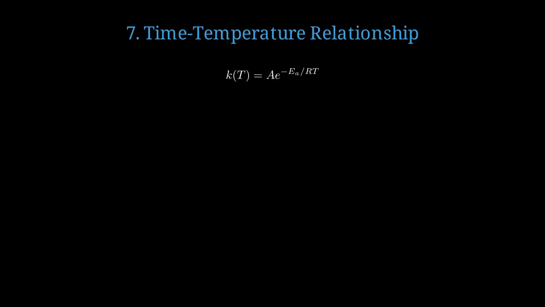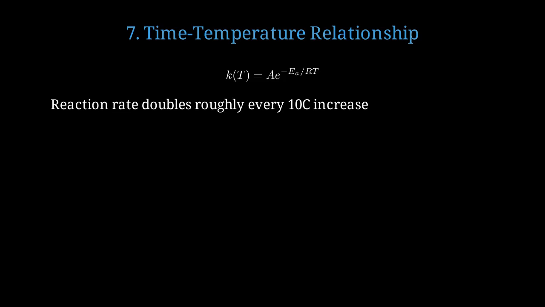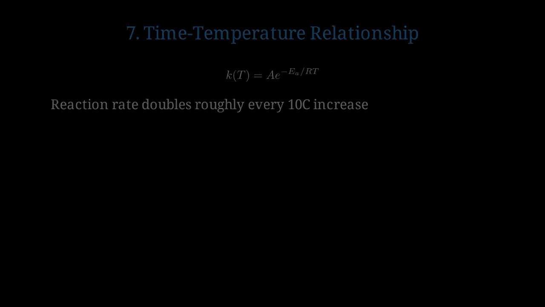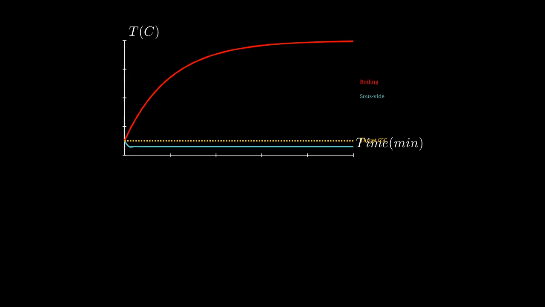The rate of protein denaturation follows Arrhenius kinetics, k of T equals A times e to the negative Ea over RT. As a rule of thumb, reaction rates approximately double for every 10 degrees Celsius increase in temperature. This graph compares temperature evolution in boiling versus sous vide, showing how sous vide maintains the precise target temperature. At 100 degrees Celsius in boiling water, eggs easily overcook within 6 to 7 minutes. At 63 degrees Celsius in sous vide, eggs can safely remain for 45 minutes or more without overcooking.